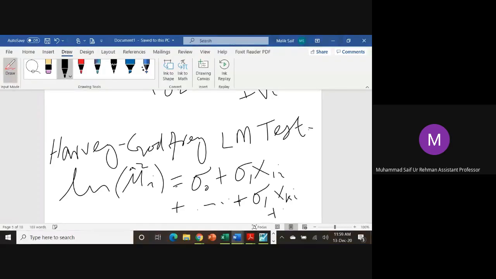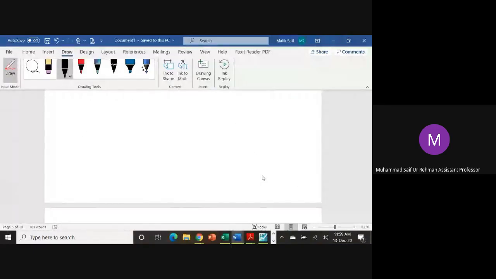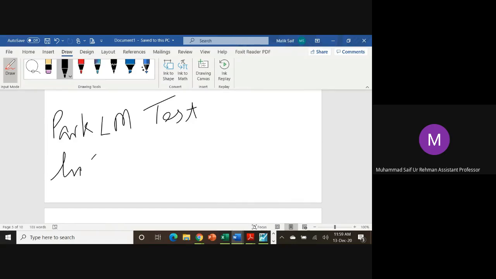Fine. Then there comes the Park LM test. So all these are the tests. You can use any test to find out the presence or absence of heteroscedasticity. So basically this is the theory, what formula is being used by EViews to give you the results. Basically EViews takes into account these formulae. So ln ei square, same as in the previous case, the Harvey-Godfrey test.